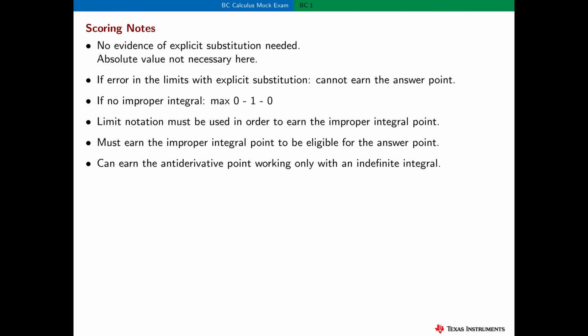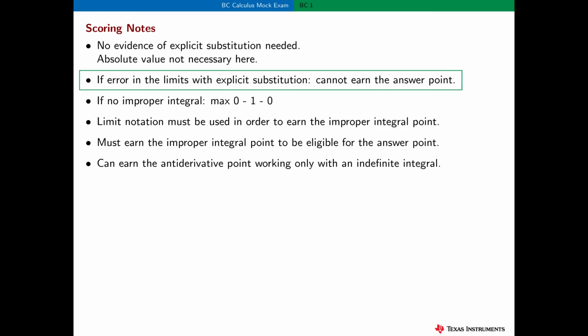Here are some interpretations of these guidelines to help understand how points are earned. Again, no evidence of an explicit substitution is needed. This is a pretty basic anti-differentiation rule, and most students will recognize this right away. And the absolute value symbols are not necessary here.